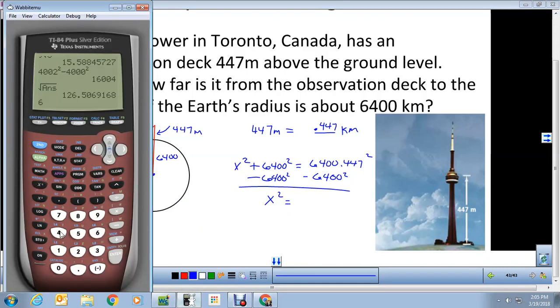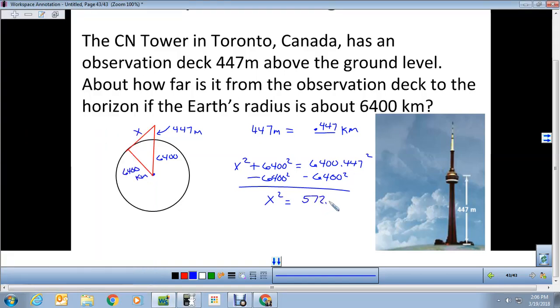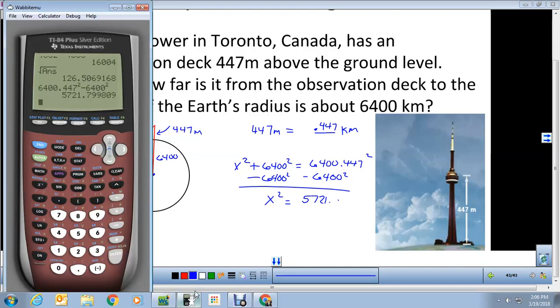So 6,400.447 squared minus 6,400 squared gives us a difference of approximately 5,721.799,809. And our next step, so this gives us this answer here.